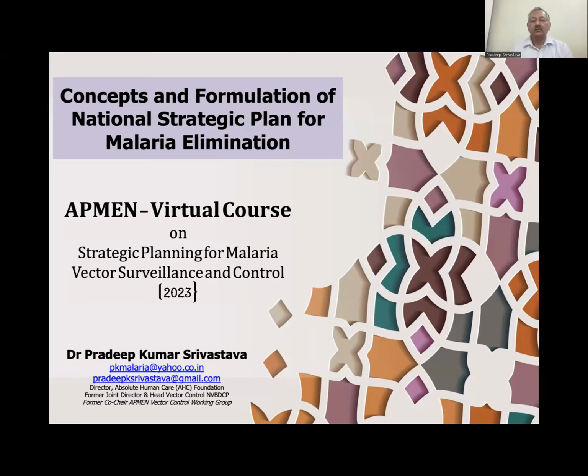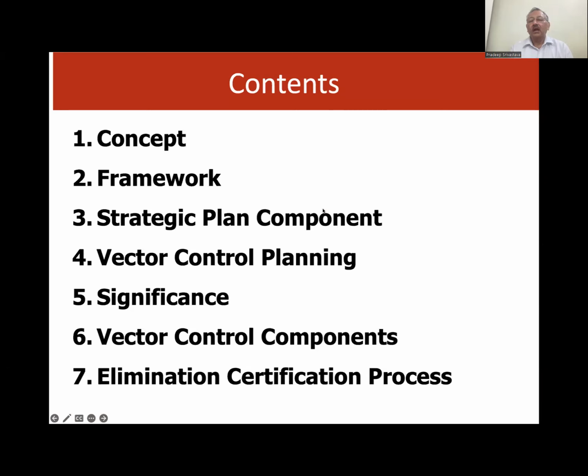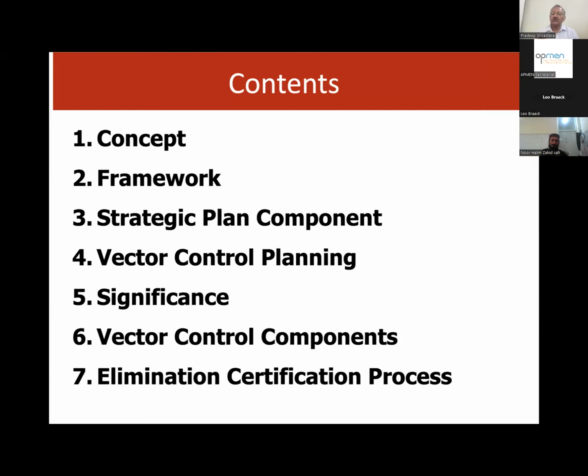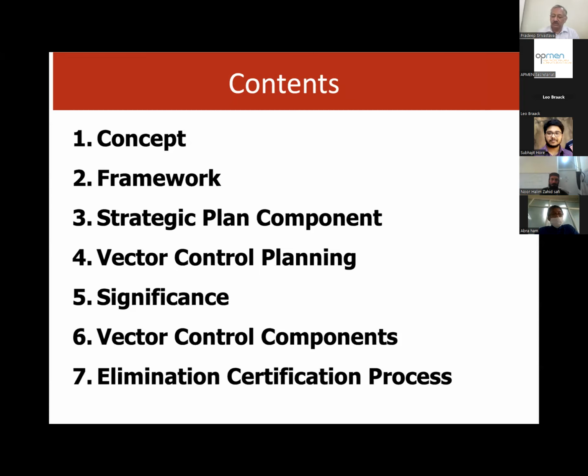So let me start without wasting time. I have divided the whole presentation into 7 points. We will be discussing the concept of elimination, framework, strategic plan components, then vector control planning, then its significance, then vector control components, and finally the elimination certification process. Then as a follow-up, these will be covered in detail in the second session, then follow-up in the third session, and ending with the fourth session.